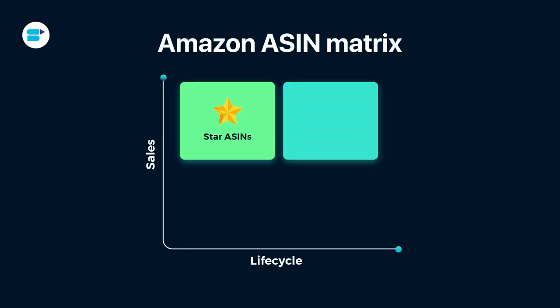Second is Cash Cow ASINs. Cash Cow ASINs are products that have been around on Amazon for a while and sell really well. They are like your money-making machines in your advertising campaigns and can keep bringing in more profits for a longer duration. It's smart to group all these Cash Cow ASINs together and run a campaign for them, making sure to optimize them in a similar way.